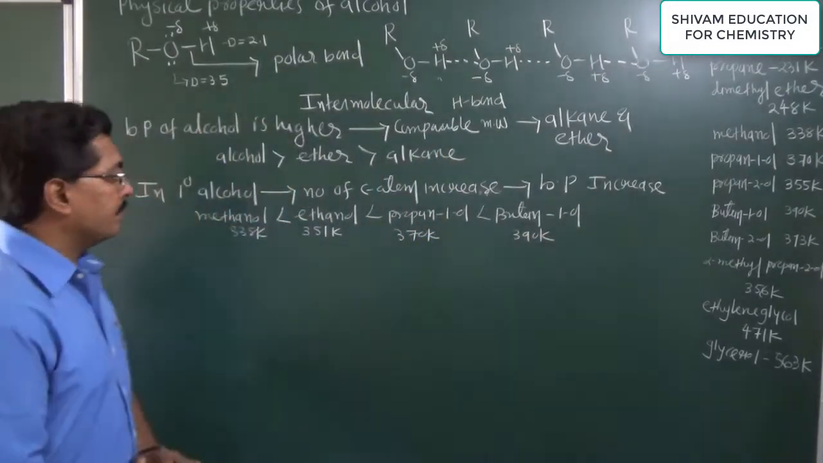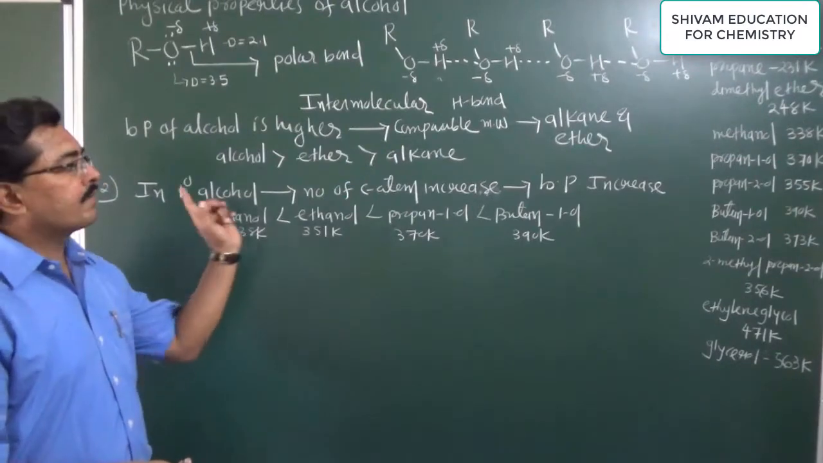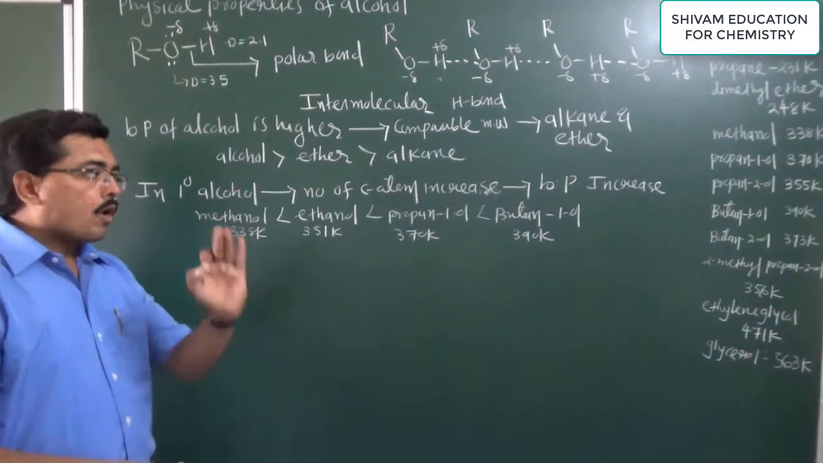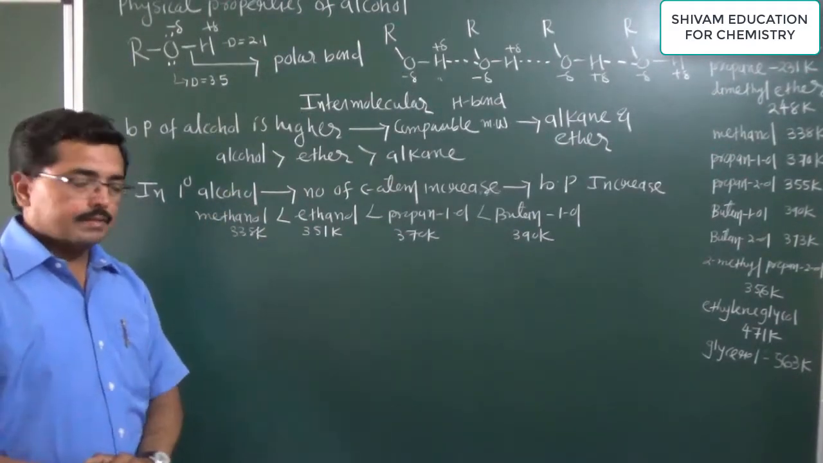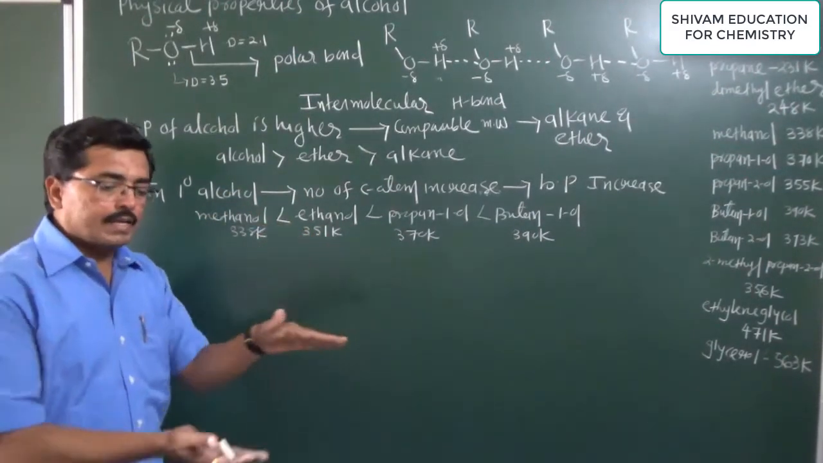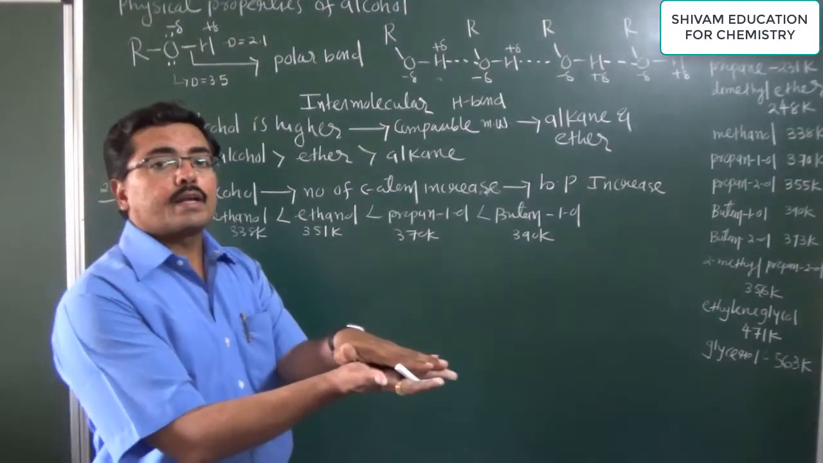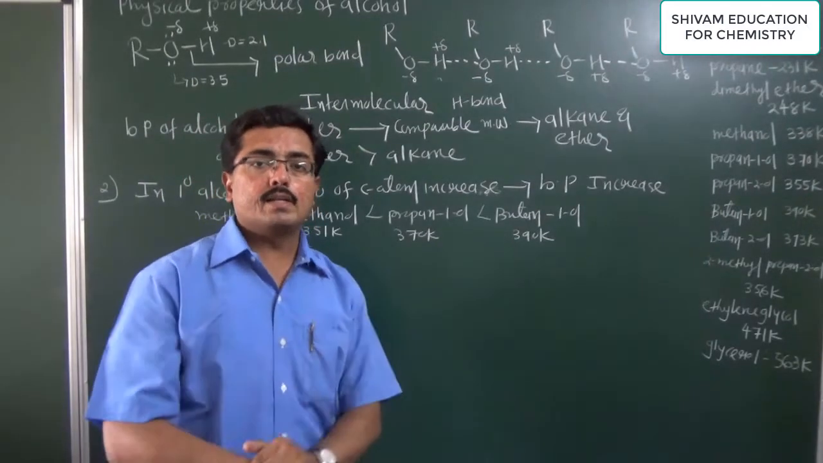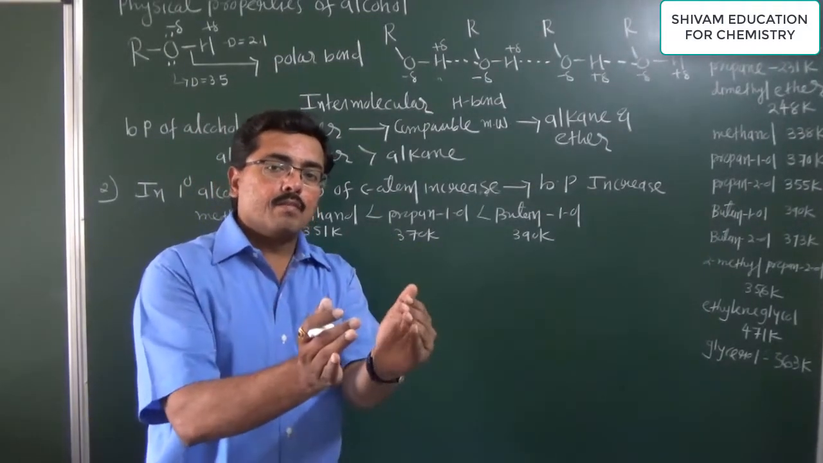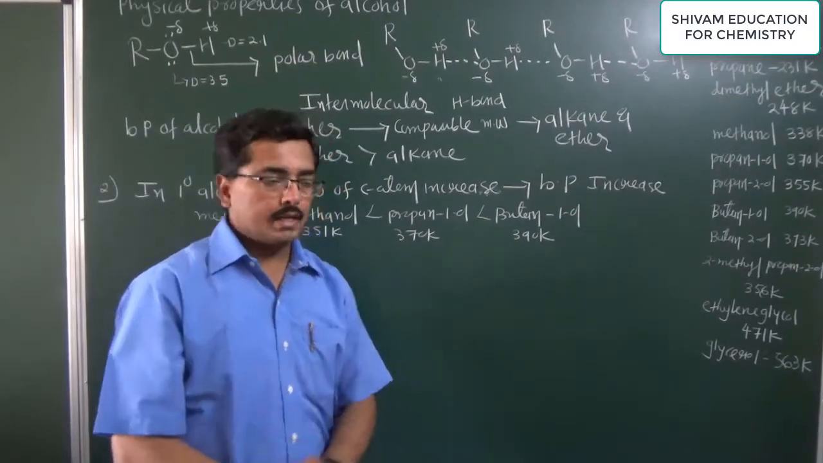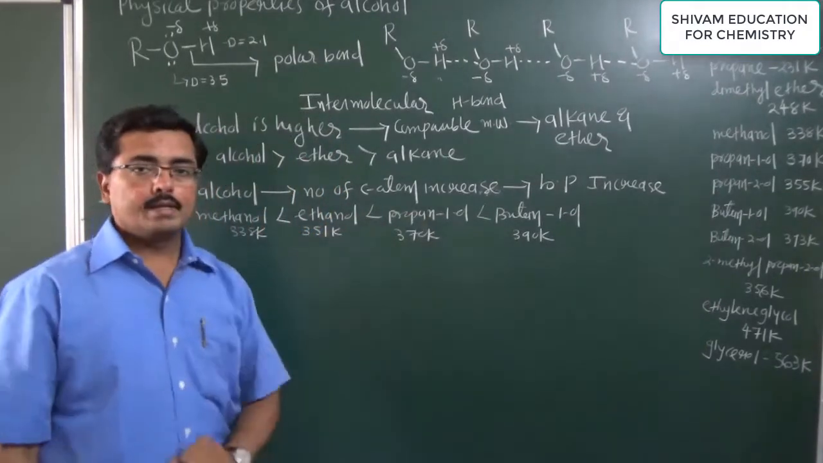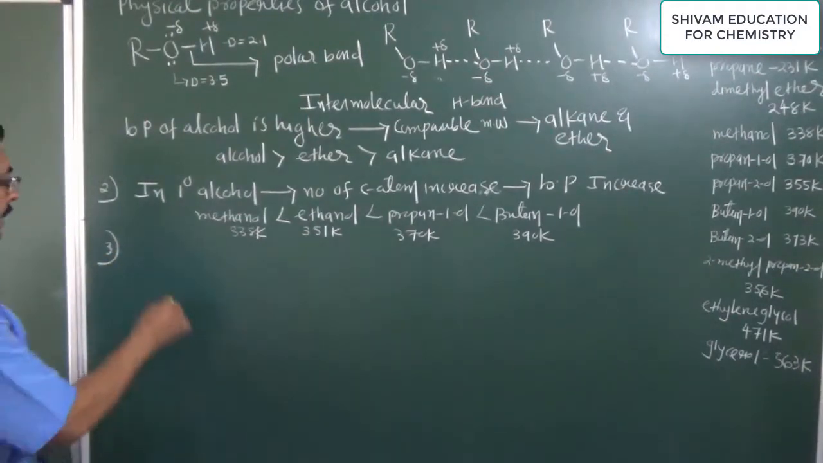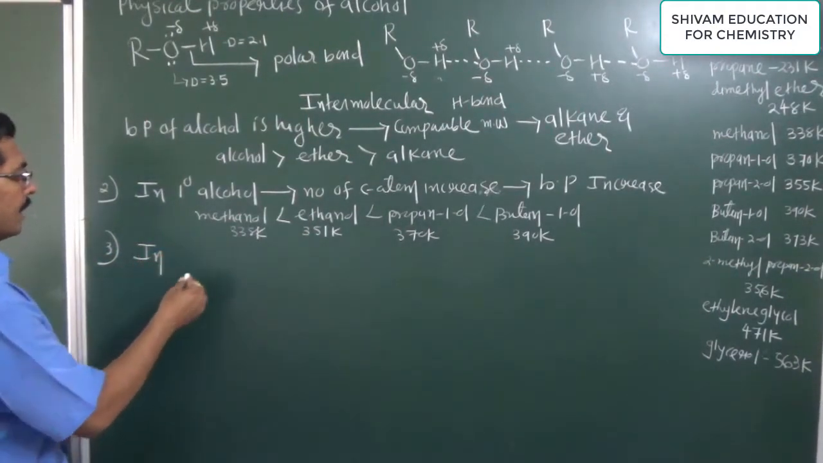So in the case of primary alcohol, as the number of carbon atoms increases, its boiling point will increase. The reason is that the contact surface area will increase. As the contact surface area between molecules increases, the van der Waals force of attraction will increase, and to break it we require more energy, and therefore the boiling point will increase.